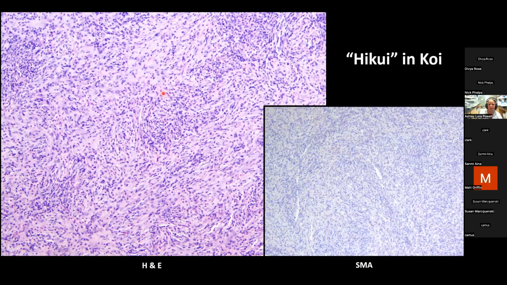Haikui is a spindle cell tumor described in koi. Publications note that these tumors are also smooth muscle actin positive, but we have been unable to replicate these results. So this is one big zero. So stay tuned. We're still trying with those modifications.